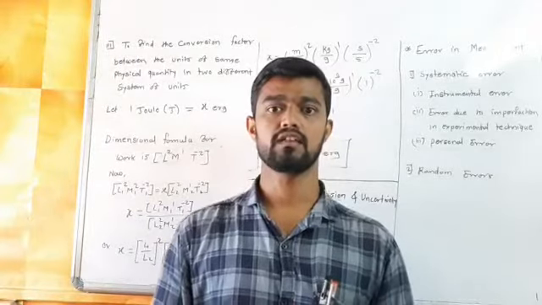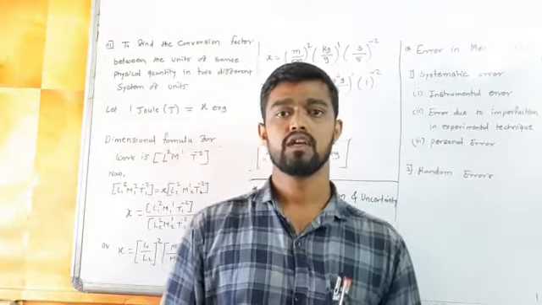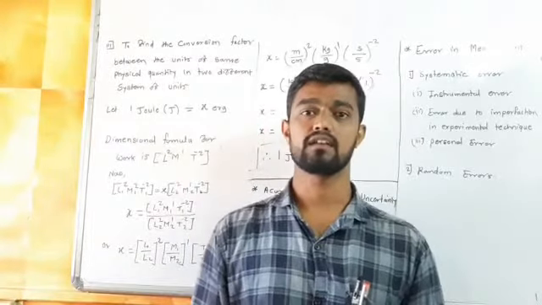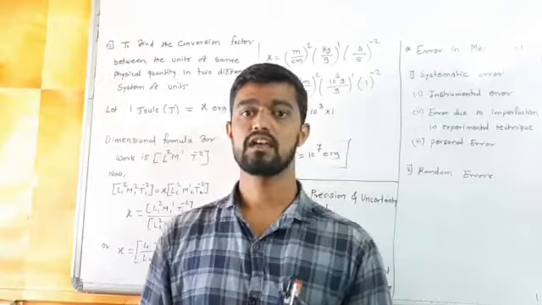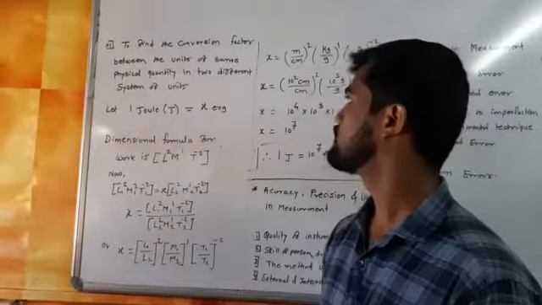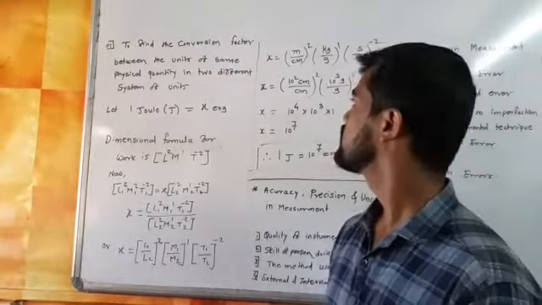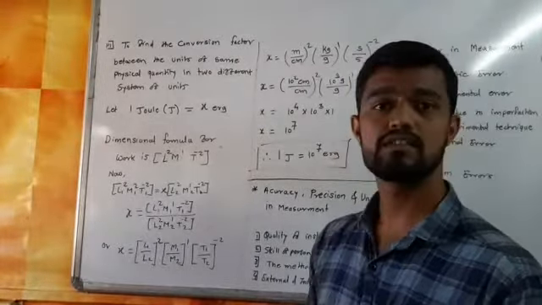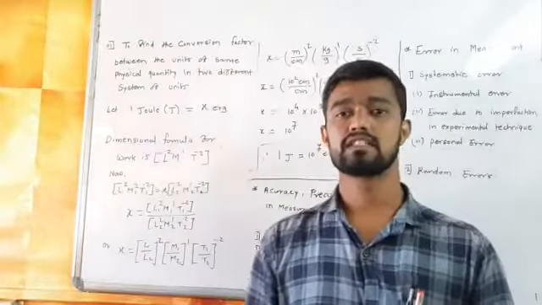This is your fourth lecture related to the chapter units and measurement. Today we are discussing the third use of dimensional analysis. The third use is to find the conversion factor between the units of the same physical quantity in two different systems of unit. Here we use two different systems of unit.